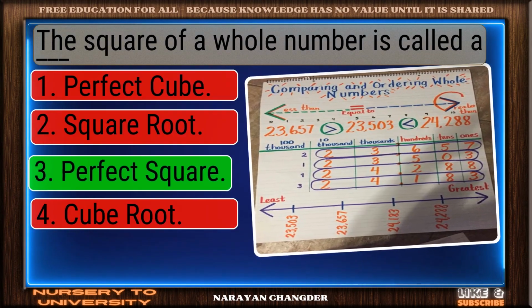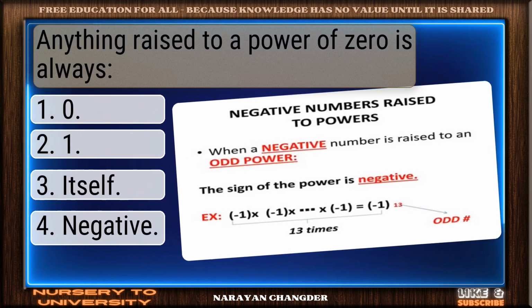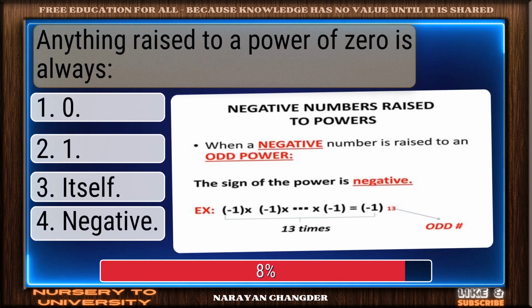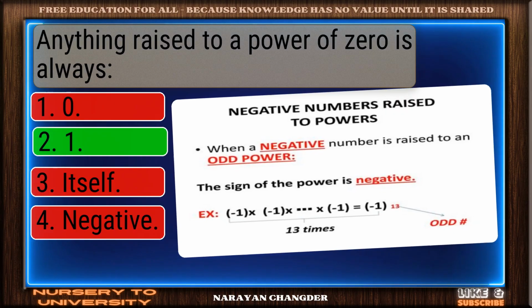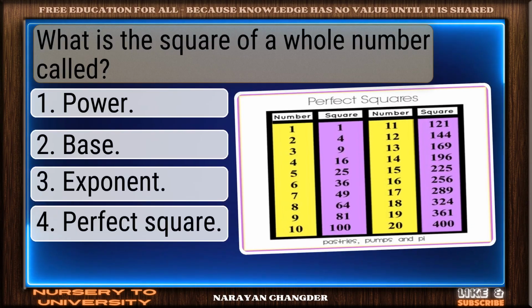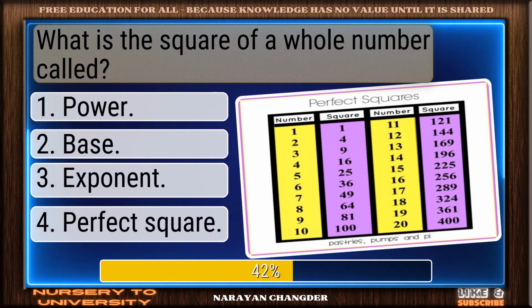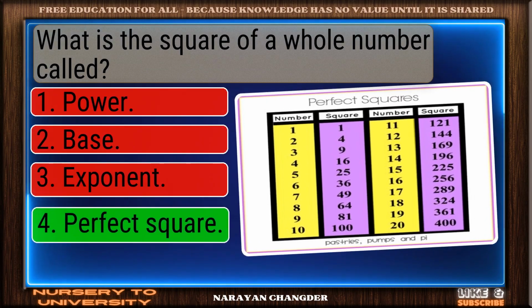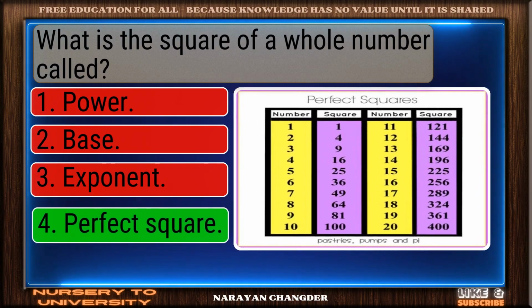Smart pick. Perfect square is the correct choice. Anything raised to a power of 0 is always... Right choice. 1 is the best answer. What is the square of a whole number called? Well picked. Perfect square is the correct answer.